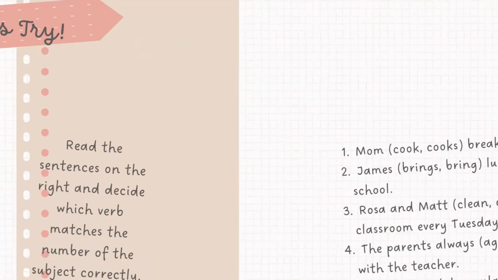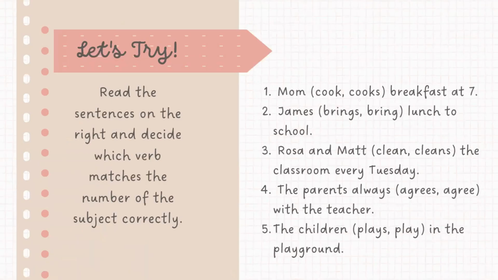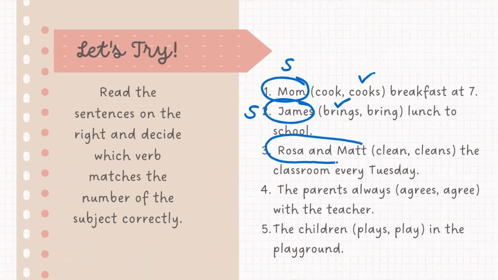Let's give it a try in exercise. Mom cooks breakfast at 7. Mom is a singular subject, so I need a singular verb cooks. James is a proper noun which will never have a plural form, so it is a singular subject where I need a singular verb brings lunch to school. Rosa and Matt, here I'm having two subjects which makes it plural. So I need a plural verb. Rosa and Matt clean the classroom every Tuesday.